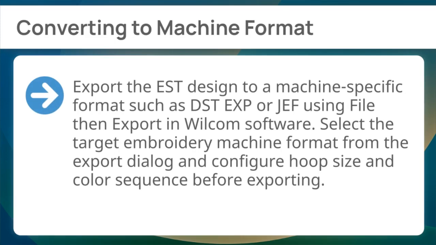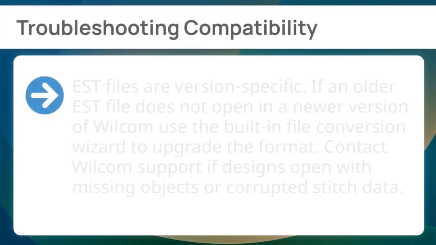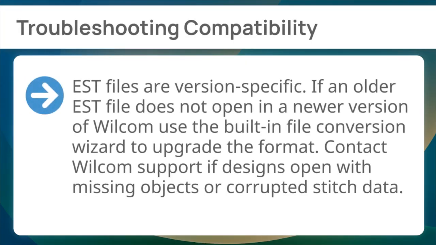Export the EST design to a machine-specific format, such as DST, XP, or JEF using File, then Export in Wilcom software. Select the target embroidery machine format from the Export dialog and configure hoop size and color sequence before exporting. Finally, troubleshooting compatibility. EST files are version-specific.